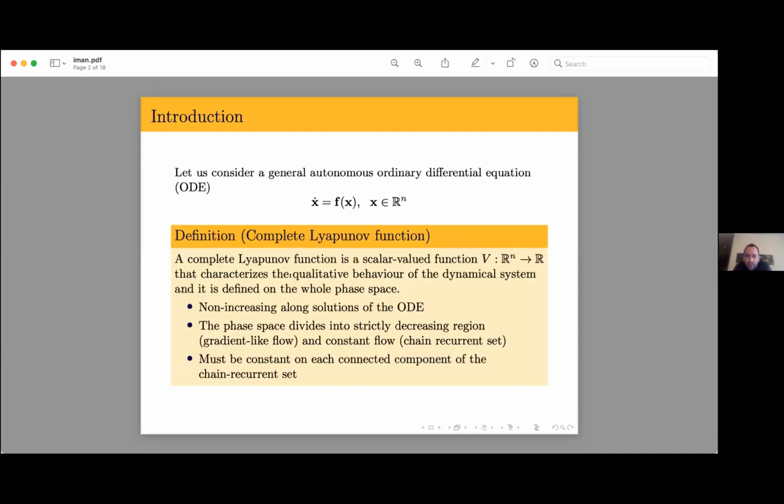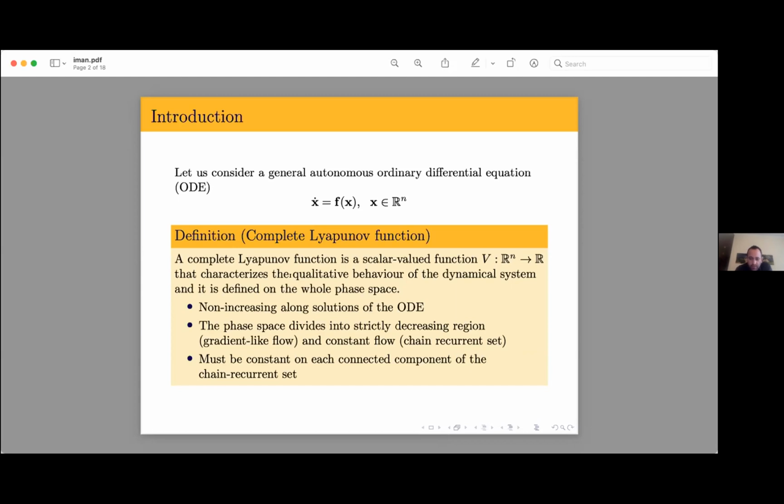Let us assume that we have an ordinary differential equation that is autonomous, something like the equation there. Then we know that a complete Lyapunov function is a scalar-valued function V from Rn to R that characterizes the qualitative behavior of the dynamical system, and that is defined in the whole phase space. Now, it has three main properties. It's not increasing along solutions of the ODE. You can divide the phase space between a strictly decreasing region, which is the gradient-like flow, and a constant one, which is a constant flow that we're going to call the chain recurrent set.